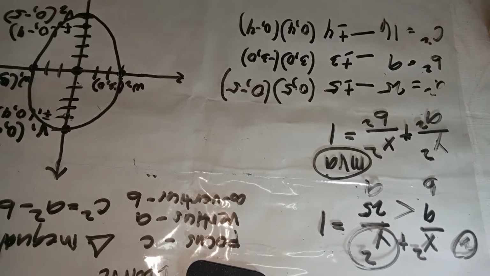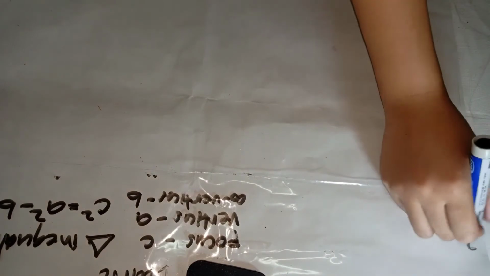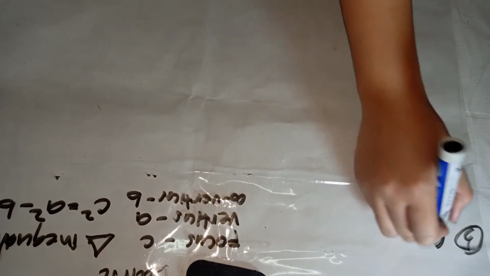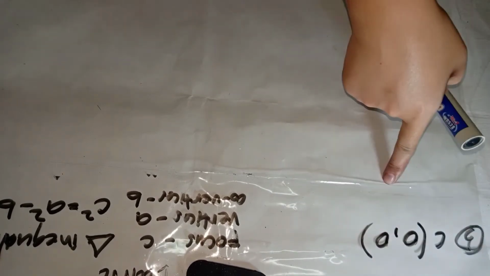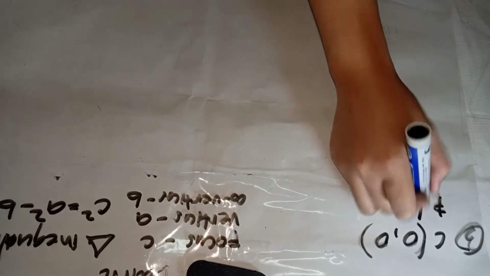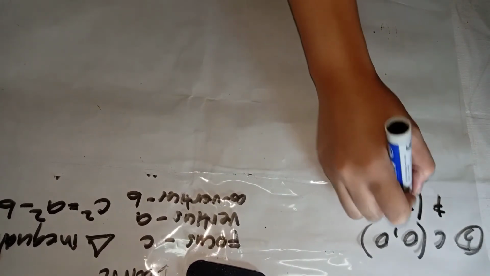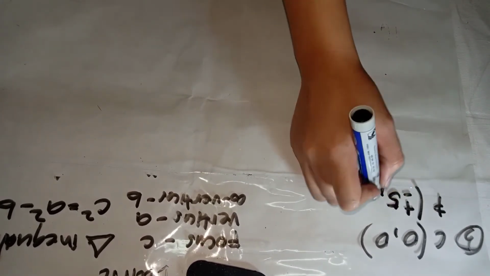Okay? Let's have another example. Another example, number 3. Our center is 0, 0. Points lang po yung binigay. For example, points lang po yung binigay. So, focus is positive, negative 5, 0.